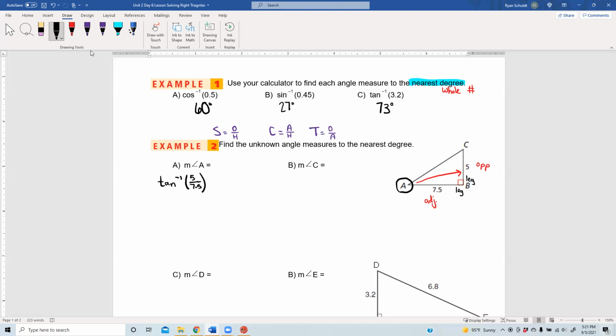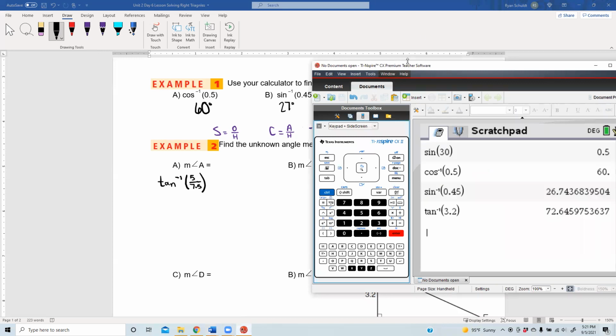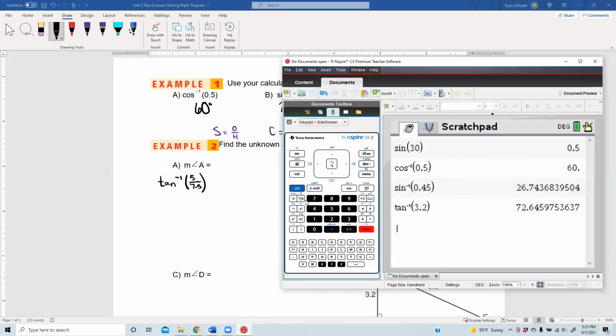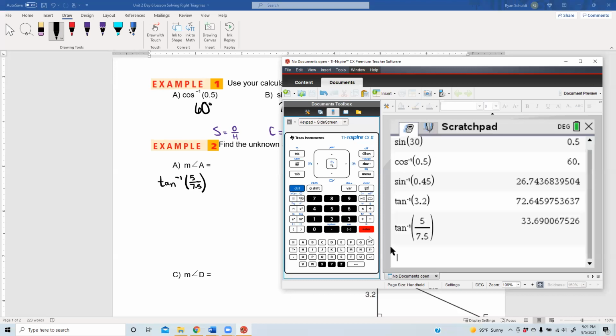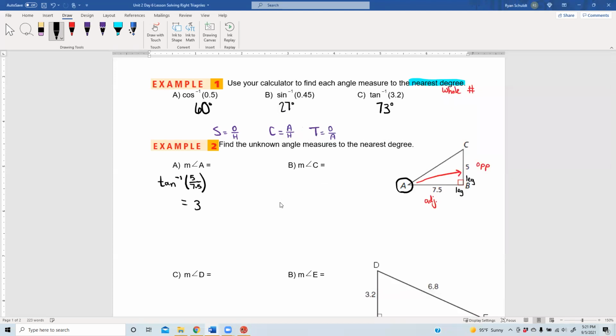At this point, I can type the whole thing in the calculator. So tangent inverse of 5 divided by 7.5. That gives me 33.69 and some change. Nearest degree, that's what they ask us to do. So it's going to be 34 degrees. So A is 34 degrees.